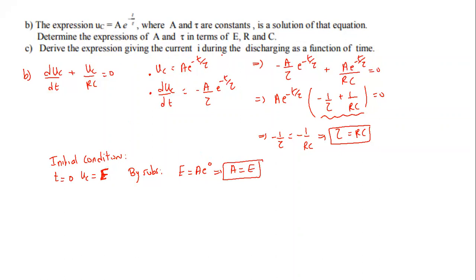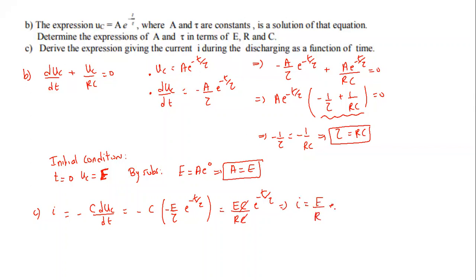Derive the expression giving the current during the discharging as a function of time. To find the current, we say that I is equal to minus C duC over dt. If we take the derivative, duC over dt is equal to minus E over tau e to the minus t over tau, which means I equals E times C over RC e to the minus t over tau. We simplify, so I equals E over R e to the minus t over tau. This will be the current.